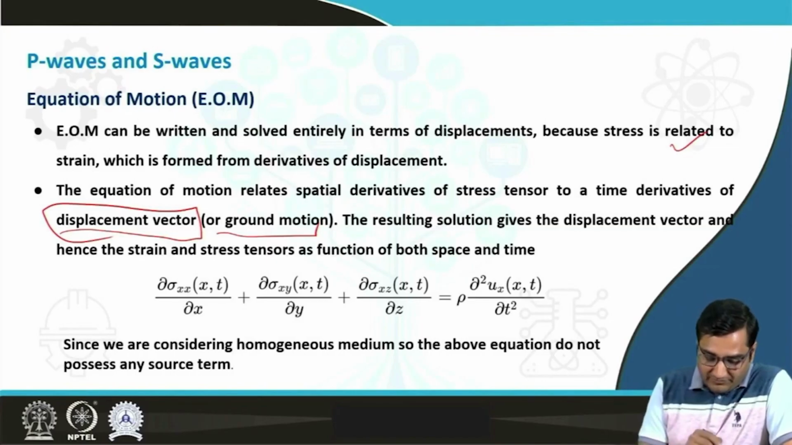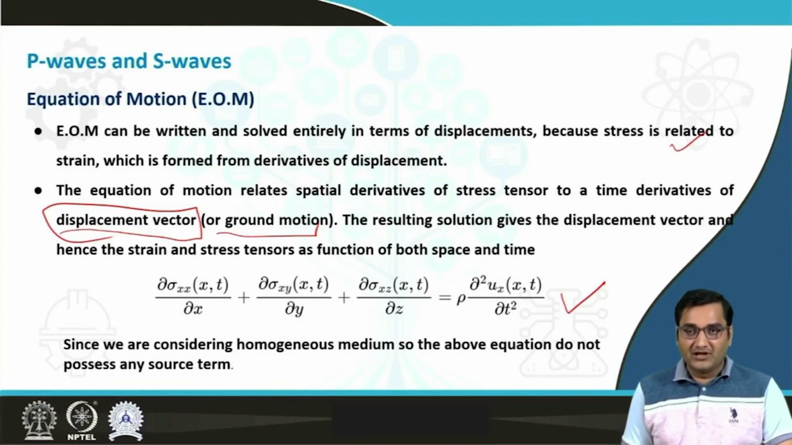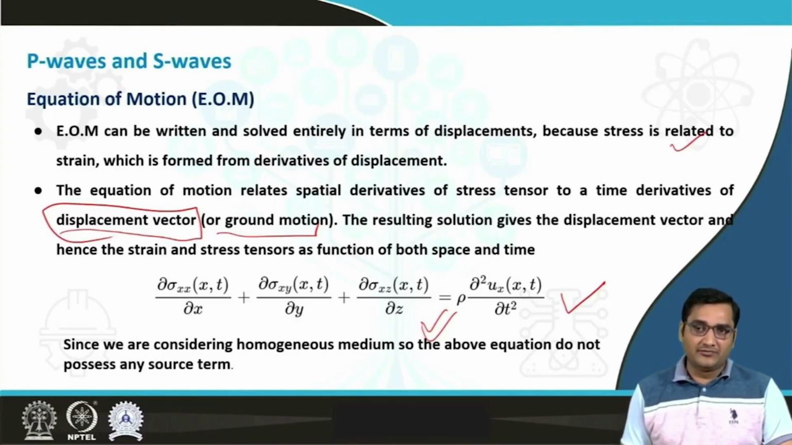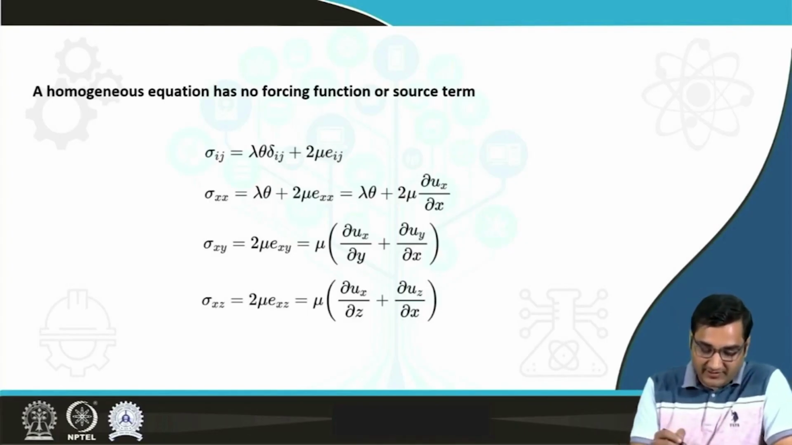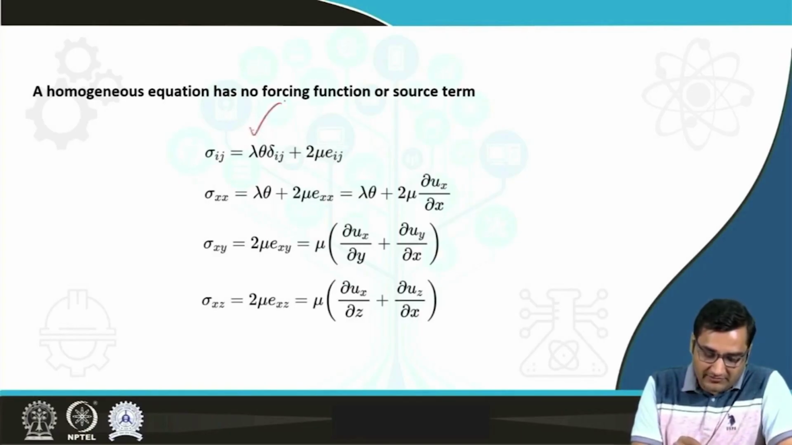So the equation of motion in the x direction may look something like this, which we have seen in the case of the equation of motion. Since we are considering a homogeneous medium, the above equation does not possess any source term. So you can see the body force term is missing here, because in a homogeneous medium there is no source term. Now the stress tensor, as we have seen in the previous lecture, can be related to Lamé's constants, lambda and mu, and the Kronecker delta function.